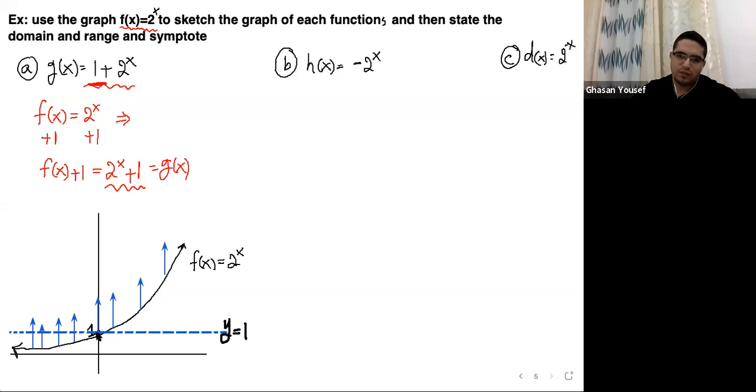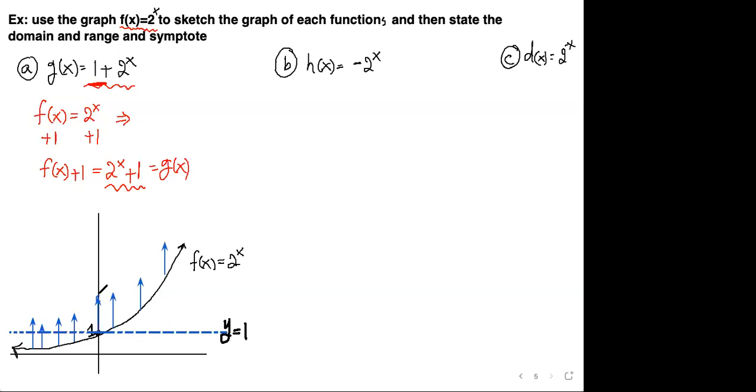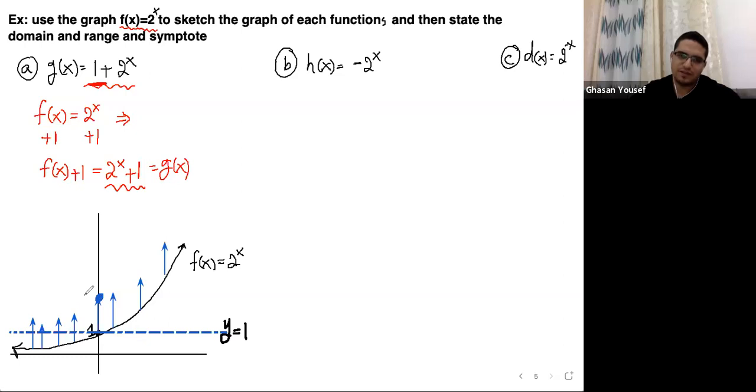Now this point is 0 and 1, right? So this point will be moved up 1 unit. Just imagine the x-axis also moves up with it. Everything will move up. So this will be 2. This point will be here. This point will be here. So all points will be something like this.